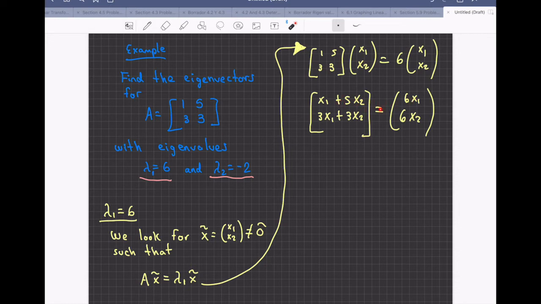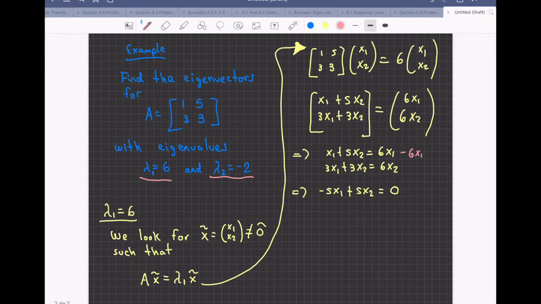So I have these two matrices equal. They are equal if and only if they are equal component by component. So this one has to be equal to this one, and this one has to be equal to this one. Then we have x1 plus 5x2 equal to 6x1. And the other equation, 3x1 plus 3x2 is equal to 6x2. You see? So it's always a system of linear equations. But well, I have to modify this a little. I notice that I can cancel this 6x1 if I subtract at both sides. So this is going to be x1 minus 6x1, negative 5x1 plus 5x2 equal to 0.